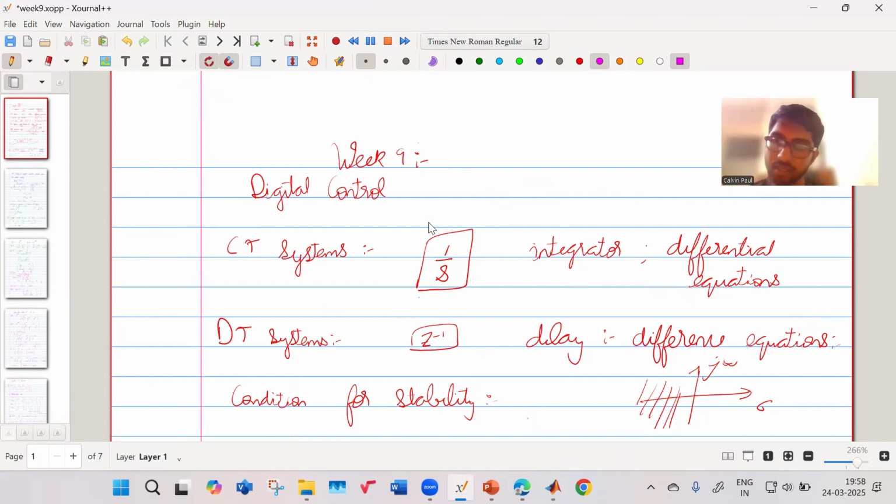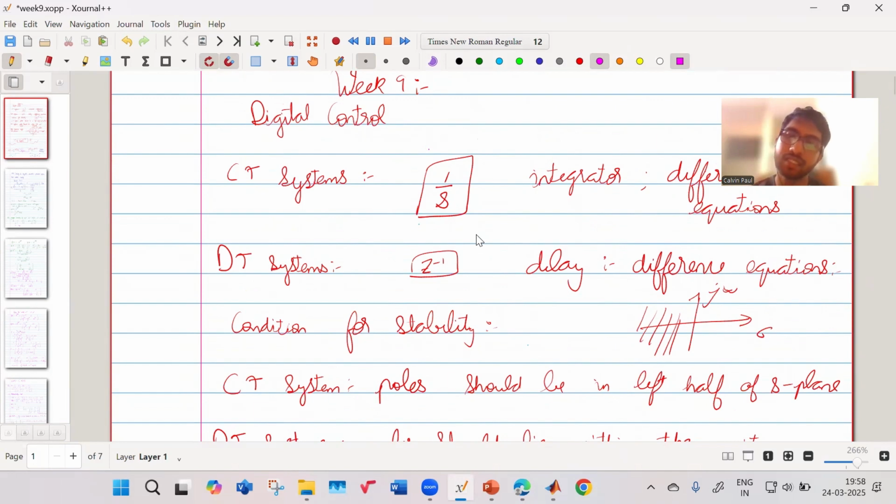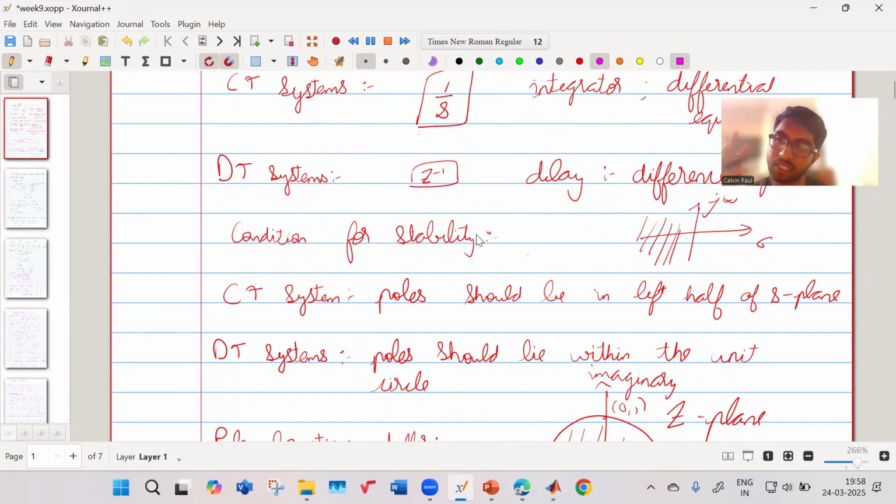In continuous-time systems you have an integrator and differential equations; in discrete-time systems, we have delay and use what are known as difference equations. The condition for stability for a discrete-time system is different. For a continuous-time system, poles should lie in the left half of the plane. For a discrete-time system, poles should lie within the unit circle. That's why I was confused when it was written that the poles should be placed at 0.5, 0.2 plus or minus j0.1. Why? How can you do that, because the poles have a positive real part? But in discrete-time systems, the poles should lie within the unit circle. That is important.